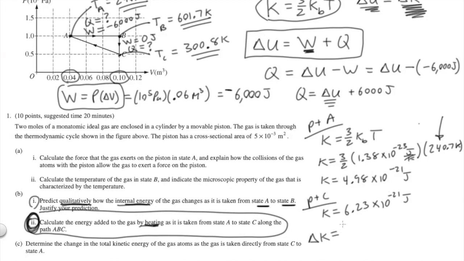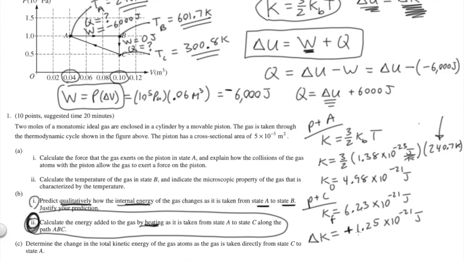The change of kinetic energy comes out as 1.25 times 10 to the negative 21. All I did is subtract these two: this is our final, this is our initial, so change is final minus initial. Oh, wait, no, this is positive. There was an increase. Temperature went up, so final is bigger than initial. So there's an increase in kinetic energy.